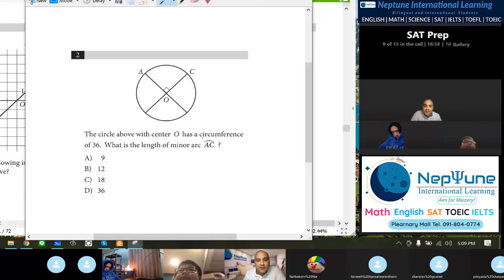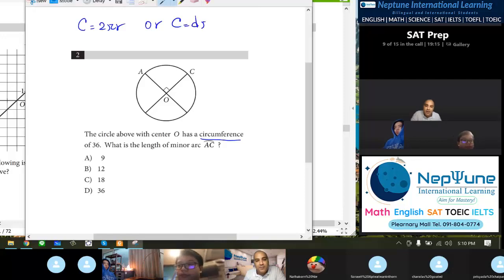First, start with circumference. What is the circumference of a circle? Circumference is the surrounding, the perimeter of a circle. If we call it C, circumference is 2 pi r. Or if you want to think of diameter, it's just diameter times pi, because diameter is 2r.